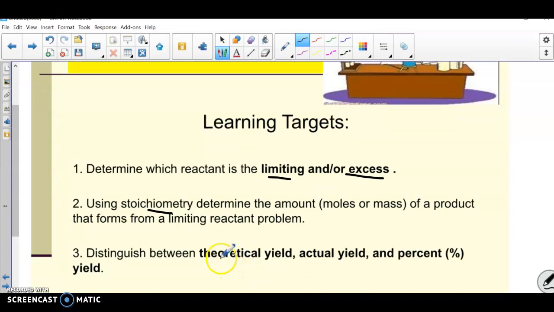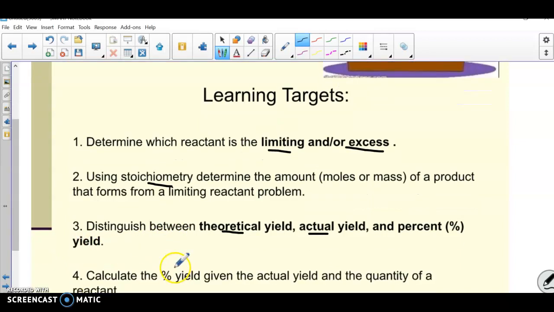And then we're also going to distinguish between theoretical yield, actual yield, and percent yield, and that will be in a later video. But just to distinguish a little bit, theoretical yield is what we've been calculating. Actual yield is the lab results, what you would actually get in the lab if you did this. Okay, so that's kind of the difference between the two of them, theoretical and actual. And then when we do percent yield, it is a comparison of the two, a ratio of the two.